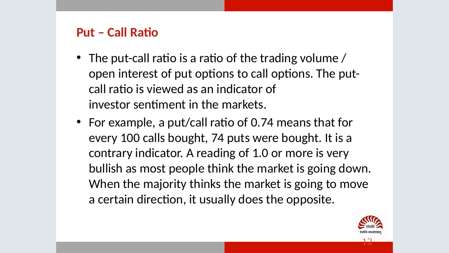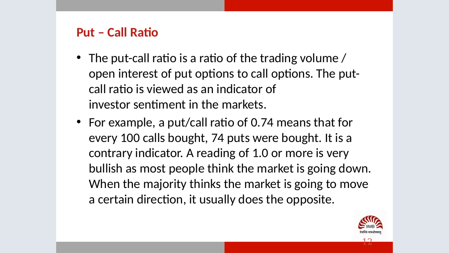So a reading of one or more is very bullish, as most people think that the market is going down. Because when will the reading be one or more? When the numerator is more than the denominator. So people are buying more puts than calls. That is when the ratio is more than one.